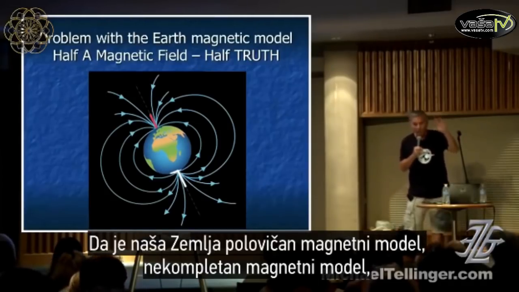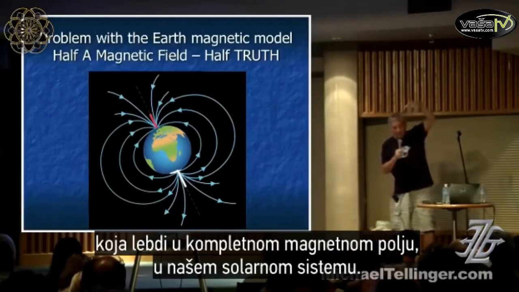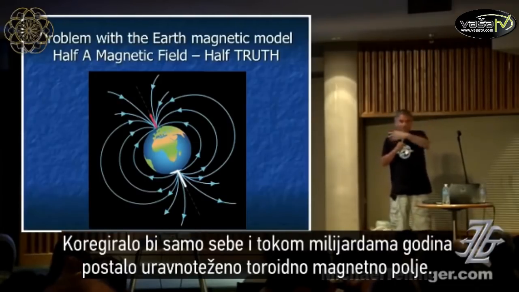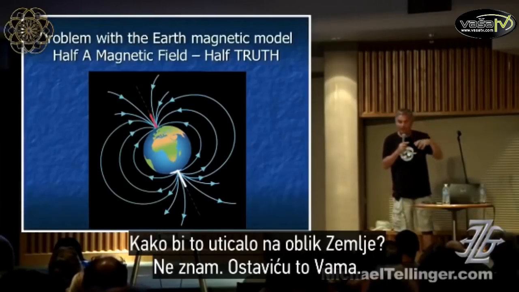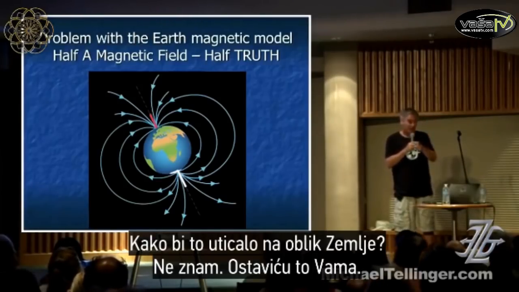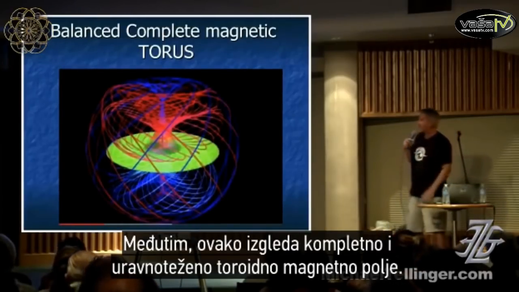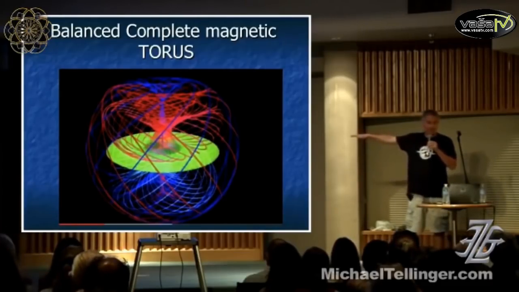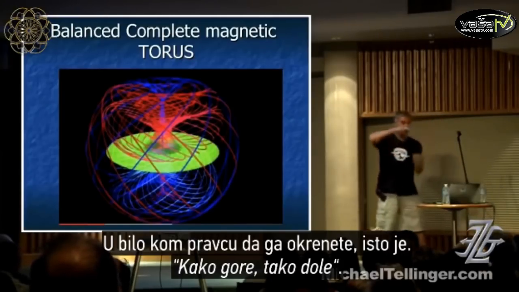Our Earth is a half a magnetic field, an incomplete magnetic field, floating around in a complete magnetic field called our solar system. It would correct itself and over billions of years become a balanced toroidal magnetic field. How that would affect the shape of the Earth, I don't know. I'm going to let you figure that out. But this is what a complete and balanced toroidal magnetic field looks like. And what it does, it has an accretion disk in the middle. There you can see that yellow accretion disk. That's the center of the magnetic field. Whichever way you turn it, it's the same.